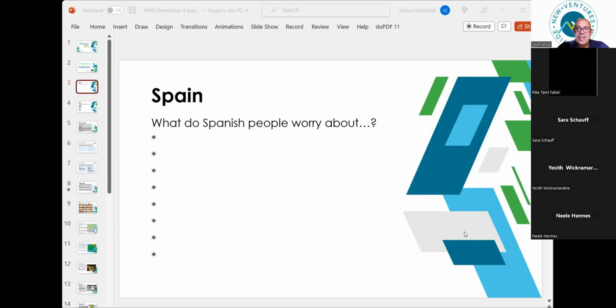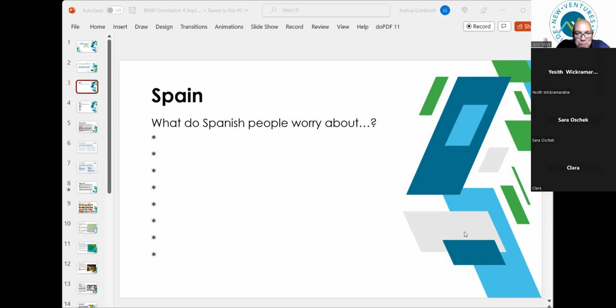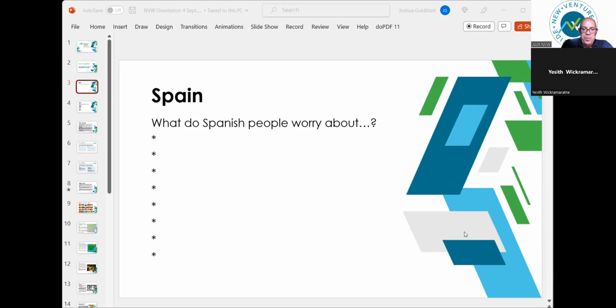Okay, are you ready? Let's go. Ricky and Sarah and Yesit, Clara, Paula, Tammy, Lena, Nelly, and Sarah. Go into your rooms. Go into your rooms and discuss what the Spanish people worry about. What issues are important for Spanish people? Yes, go into your room, or are you using a, there you go.